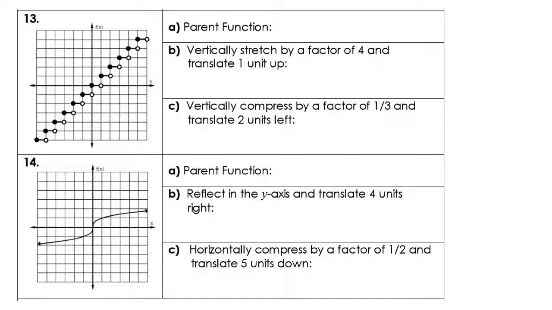Okay, number 13, the parent function here is going to be that greatest integer function. So we're going to have f of x equals our greatest integer function, which looks really strange in notation, but there it is. And then we need to talk about a vertical stretch by a factor of 4, so vertical means outside, and translate up 1 unit. So our function then from here is going to be 4 times the greatest integer function. That 4 is going to sit on the outside because of vertical, and translates up 1 unit. We're going to do plus 1.